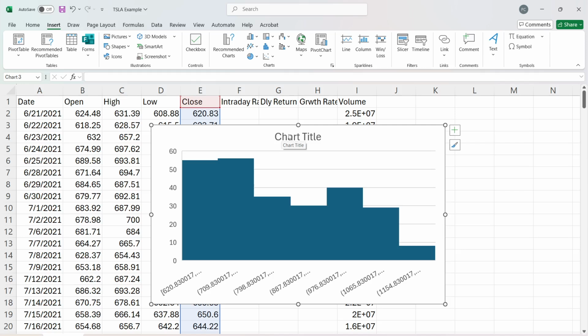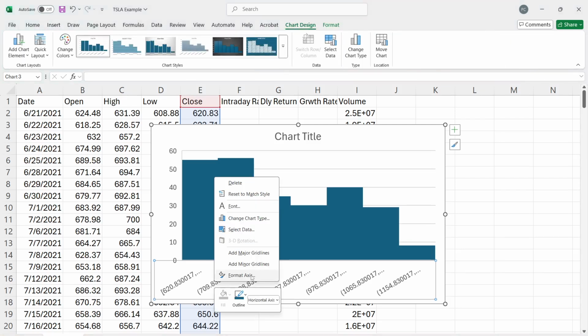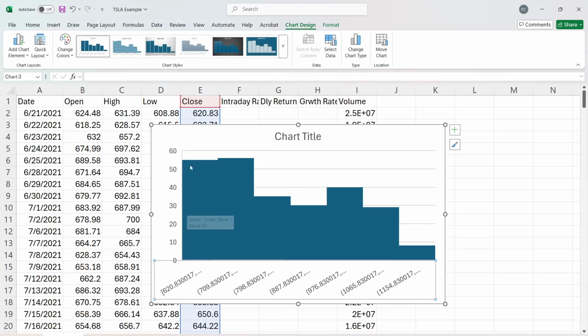This is perhaps not the way that you would be most interested in representing this data because it's a time series. A line plot might make a lot more sense. But here I see, based on the baskets, and I can format the axis and change the size of these baskets, but based on the baskets I see that there are something like 55 observations between 620 and 709. Again, oh look, 56 observations between 709.83 and 798.83.